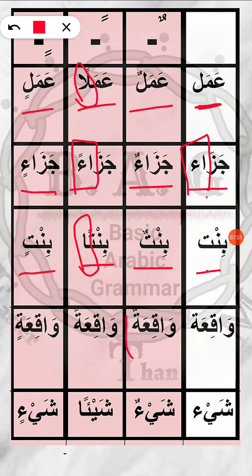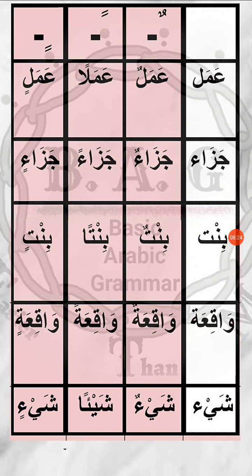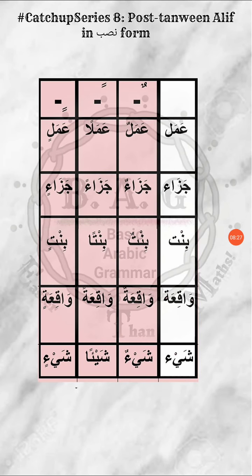Waqi'atun, rafa form, and it is ending with the ta marbuta. Therefore in nasab form you cannot see any post-tanween alif here. So waqi'atun, waqi'atan, waqi'atin, it means a happening. Then shay. It is ending in hamza but it is not alif hamza combo, therefore you are going to add the post-tanween alif in nasab form. Shay'un, shay'an, shay'in.